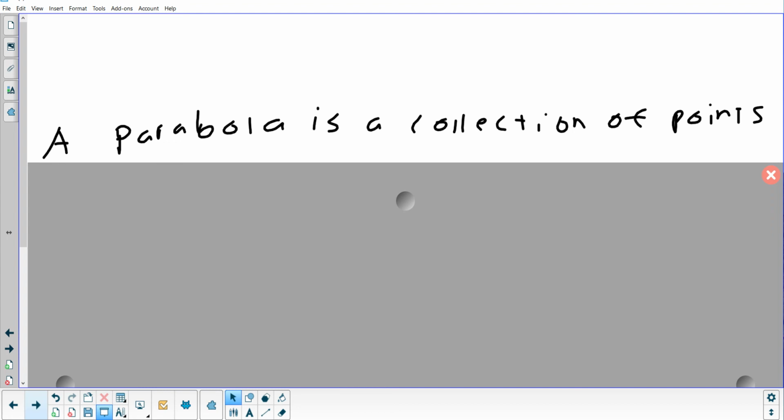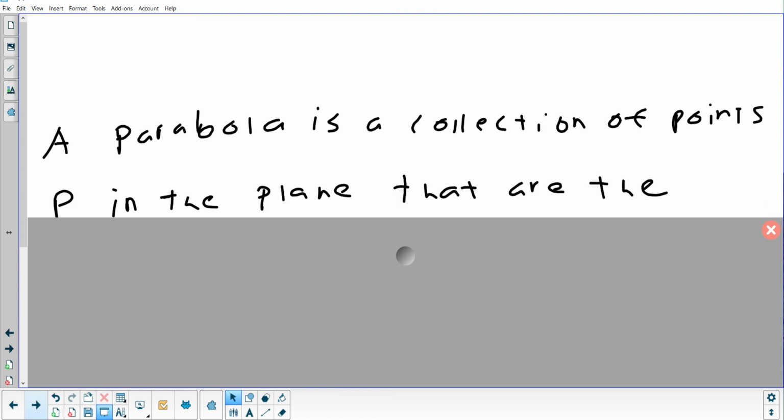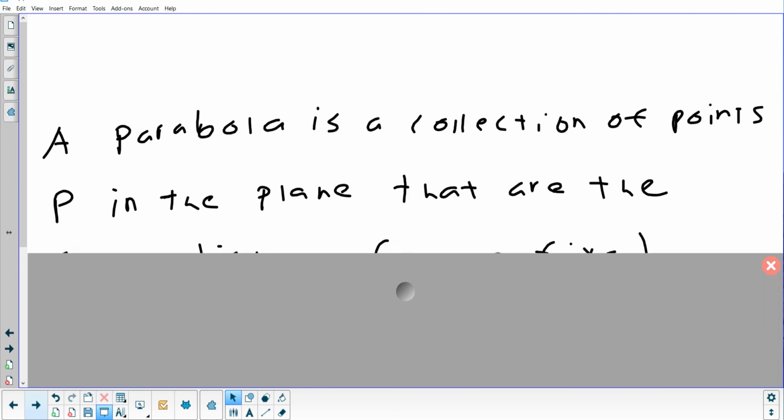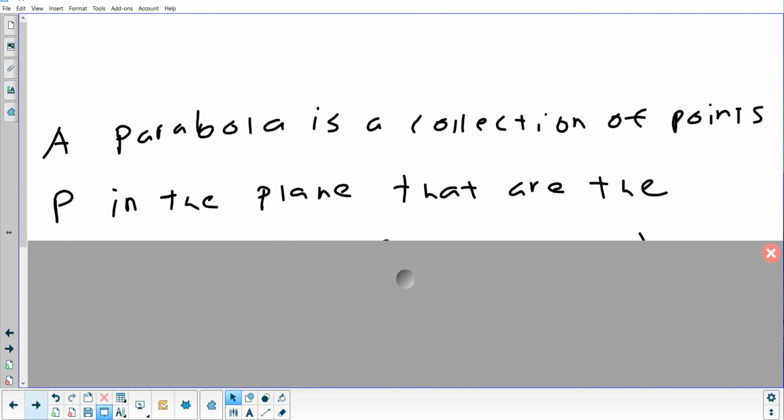Well, a parabola, it's a little bit more complicated definition. It's a collection of points in the plane, meaning it's 2-dimensional, so not 3D, that are the same distance from 2 things. So if you measure the distance from the point to one thing and the point to another thing, it will always be the same. I need to tell you what those 2 things are.